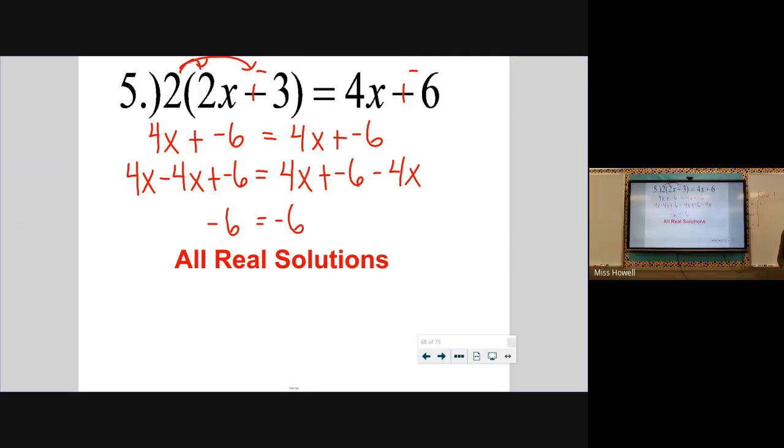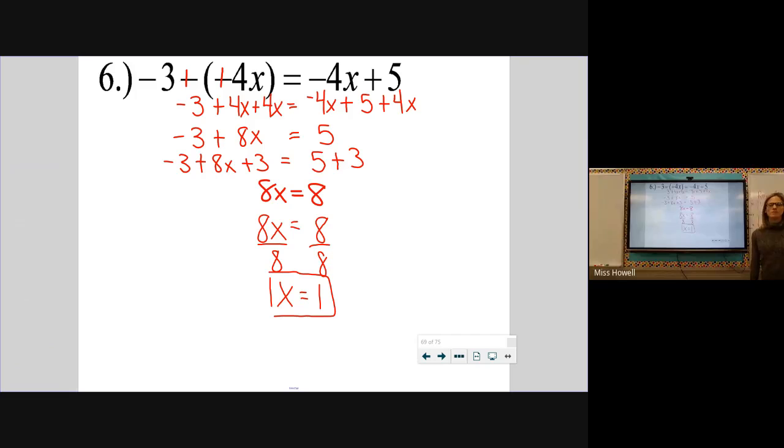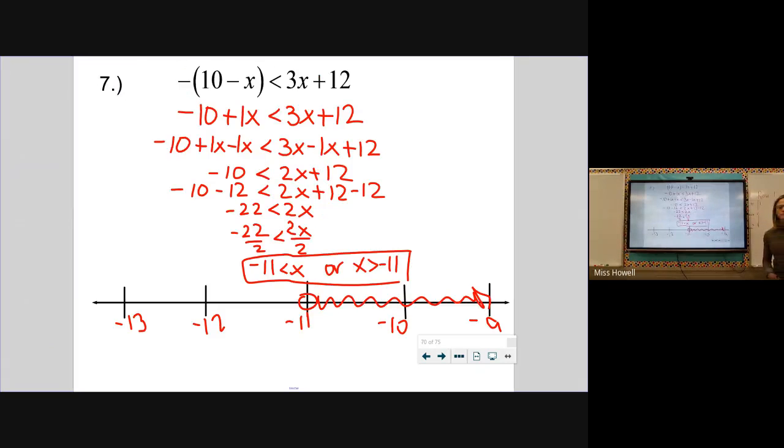Number 5 is a special case, all our x's cancel, leaving us with a true statement. So we should have all real numbers are solutions, so all real solutions. Number 6, we should end up with an x equals 1, or we might have 1 equals x, depending on where we moved our variable. Number 7, we should have a -11 is less than x, or we might have x is greater than -11, depending on how we moved our variable.